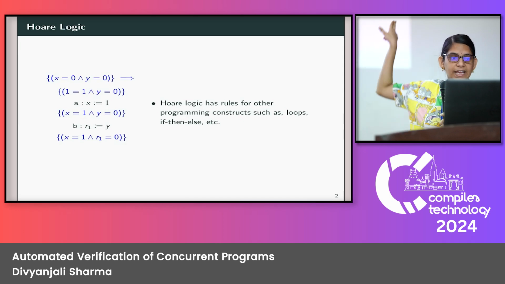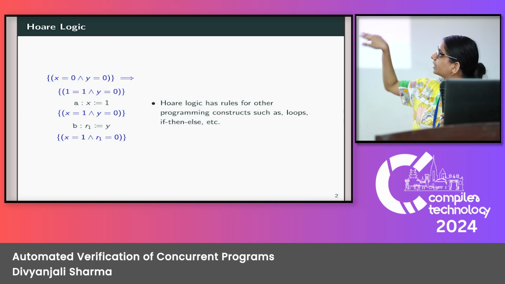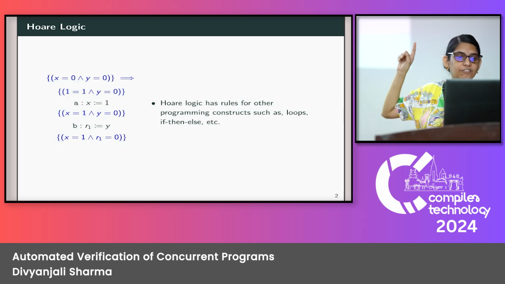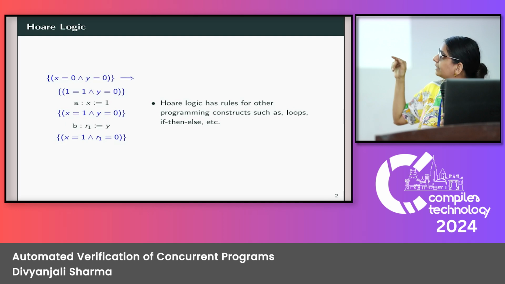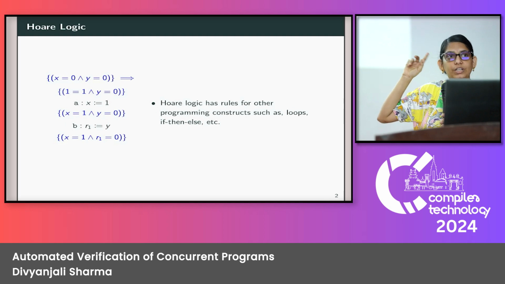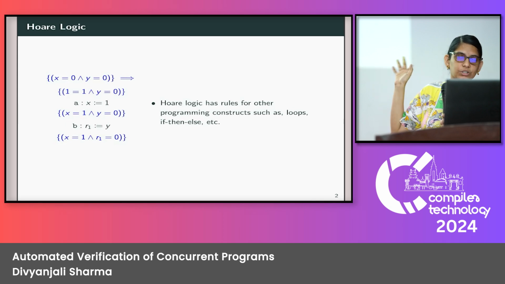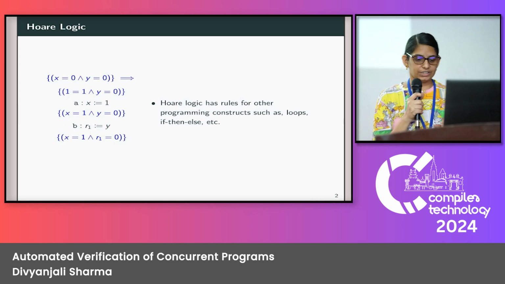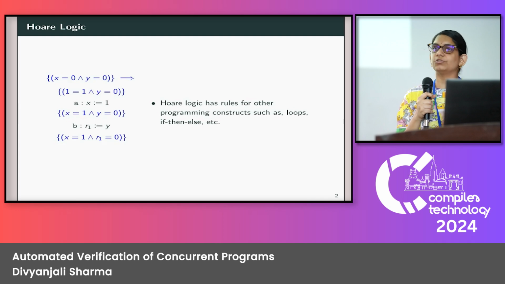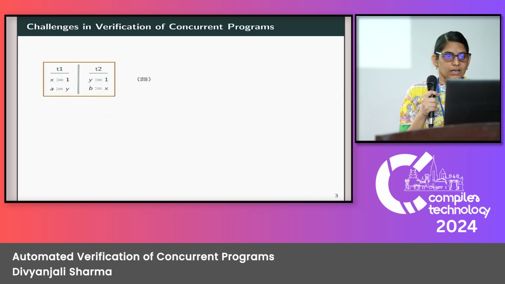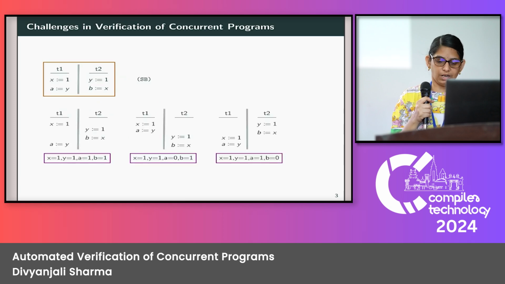So this entire thing proves that after the execution of the program, given that the values of x and y are 0 initially, this program will definitely give us the program state where x is 1 and r1 is 0. So this is a mathematical proof, this is not testing. Then the thing is, Hoare logic works only for single threaded programs. So what do we do when we are going for concurrent programs?